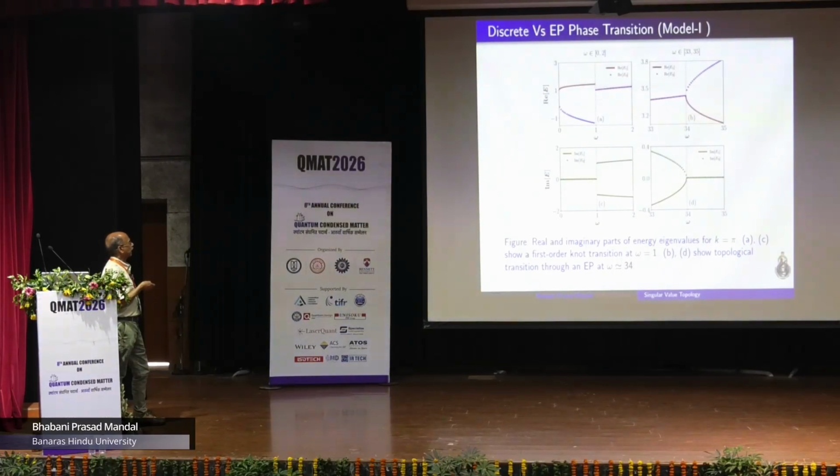So, two real energy eigenvalues. When we cross omega equal to 1, the real part becomes the same, and we have two different values. So there is a discrete jump here when we cross omega equal to 1. What happens at the EP transition?